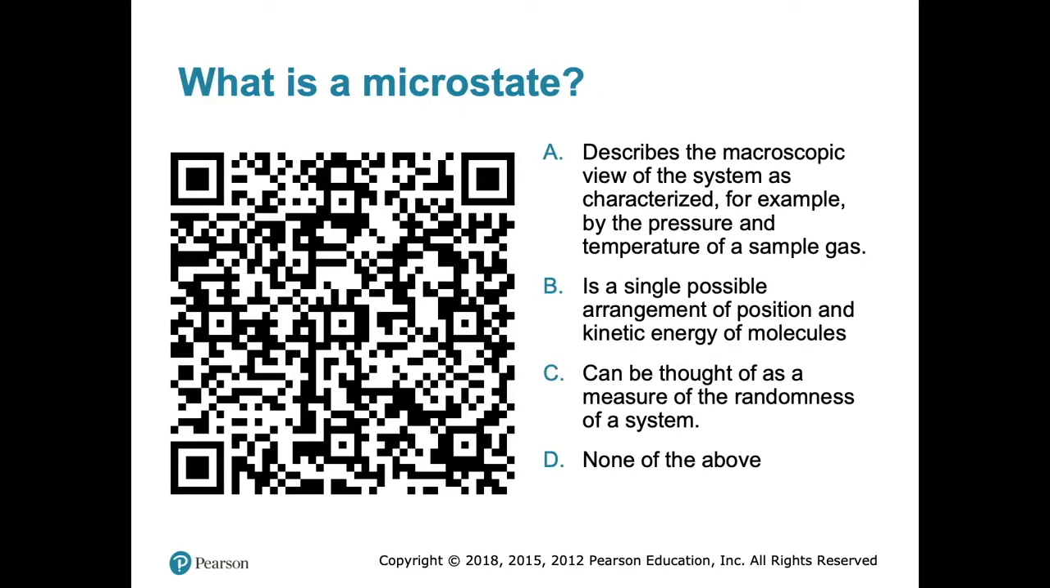So your first question for today is this: What is a microstate? Which I just said in the last slide, but let's see if we can get it here, right? A, it describes the macroscopic view of a system characterized, for example, by the pressure and temperature of a gas sample. B, it is a single possible arrangement of a position and the kinetic energy of molecules. C, it can be thought of as a measure of randomness in the system. Or D, none of the above.